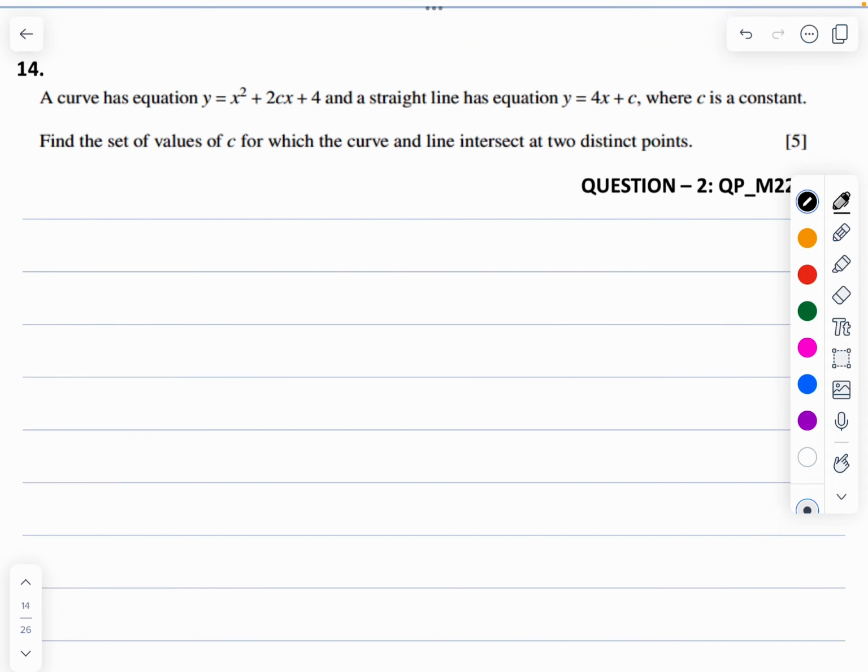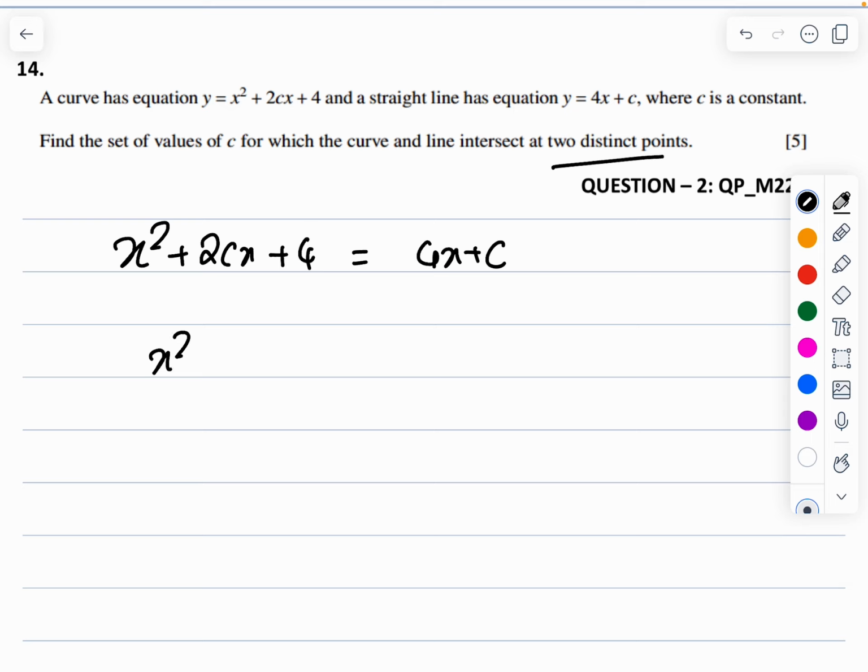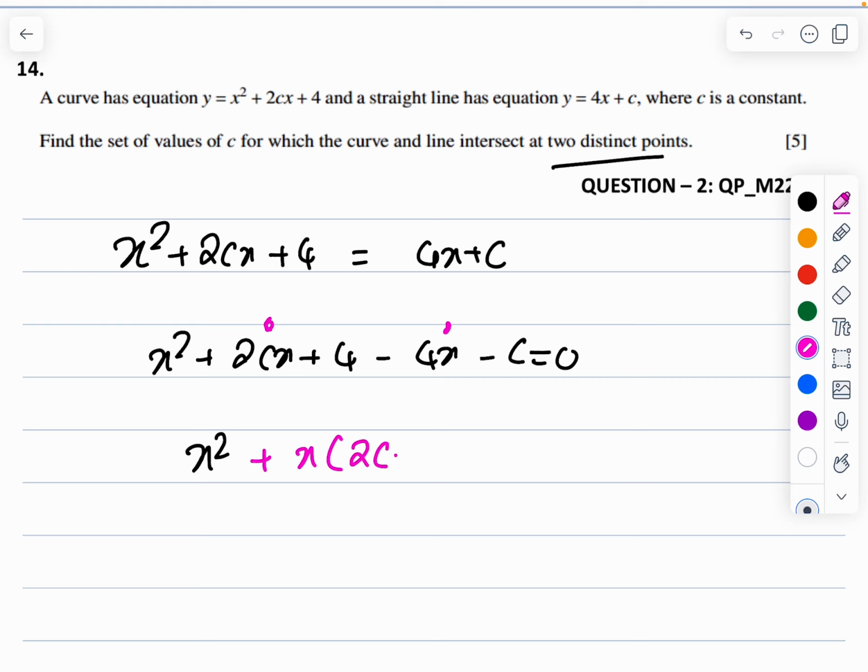Next, question number 14. This is a curve and a straight line. Set of values of c where they intersect at 2 points. So x square plus 2cx plus 4 equals 4x plus c. x square plus 2cx plus 4 minus 4x minus c equals 0. So x square, these two are x terms, so 2c minus 4, and these two are constants, plus 4 minus c equals 0. So what is a? 1. What is b? 2c minus 4. What is c? 4 minus c.